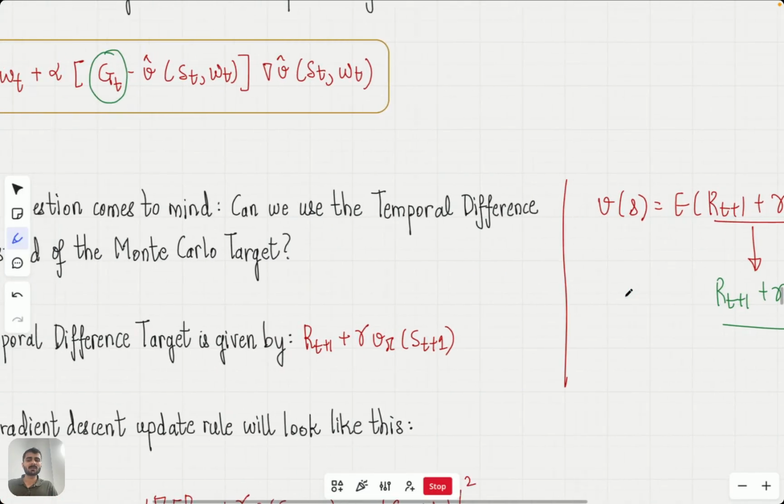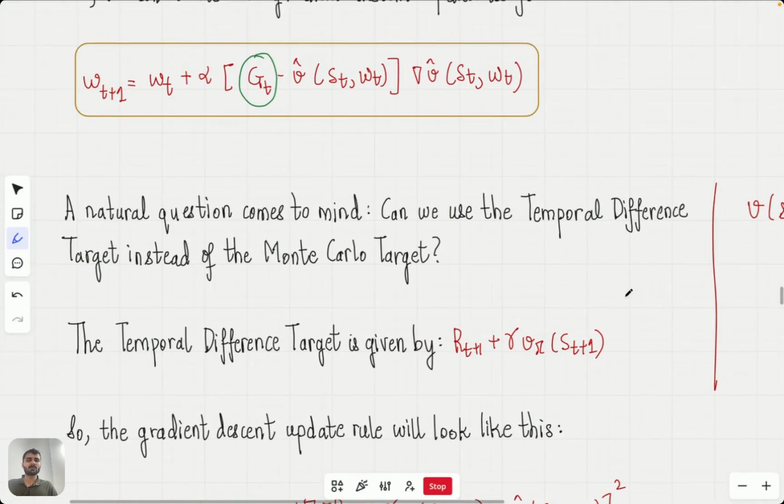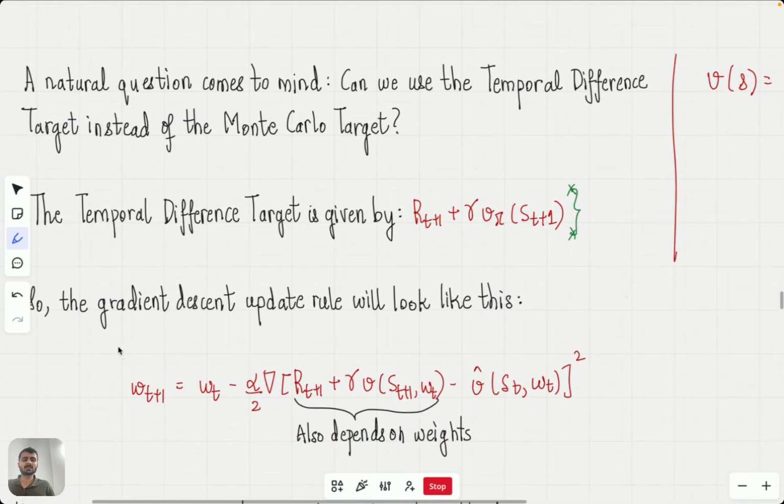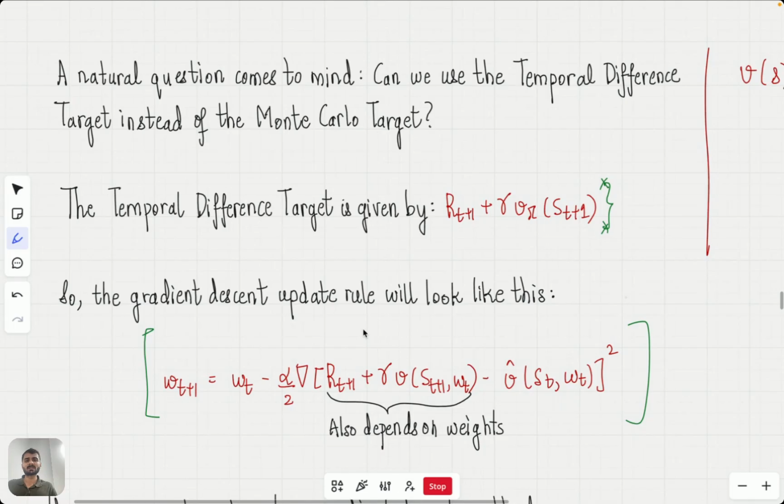which is exactly what we used in the temporal difference methods. So we can wonder, okay, to calculate the Monte Carlo return, we have to wait till the end of the episode. Why don't we use a target which is just this, so that the gradient descent rule simply becomes like this, where instead of the true value function, we have replaced it by the temporal difference target.